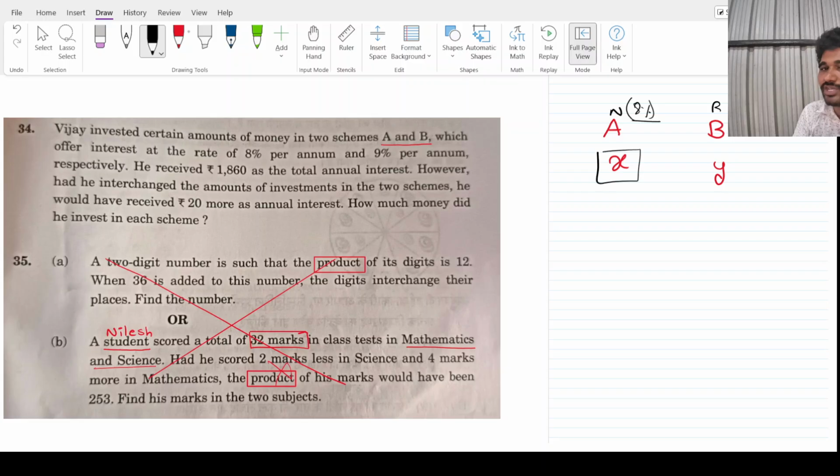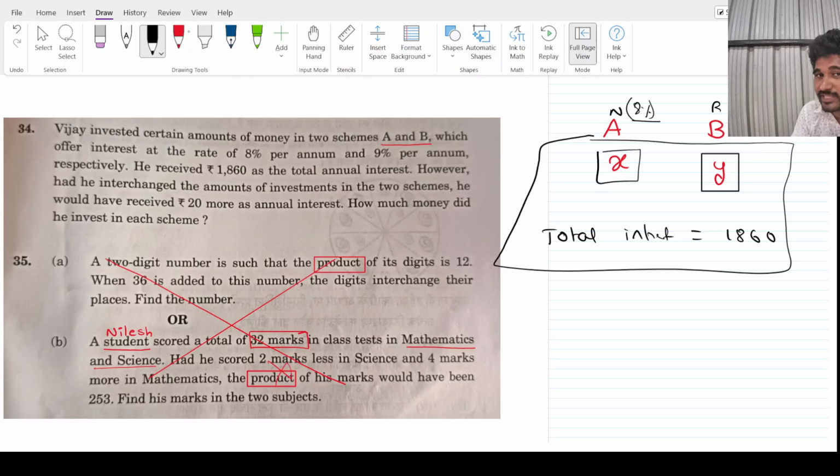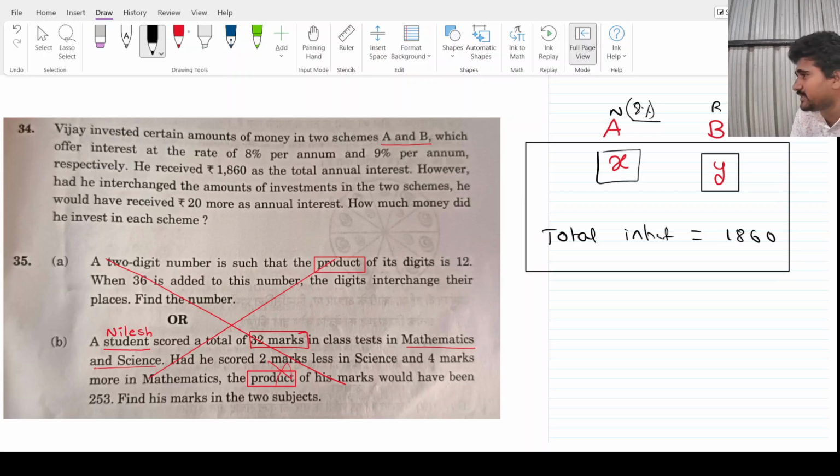அதுக்காக he invested in 2 banks. One bank X amount, another bank Y amount. Is that clear for everybody? He received 1860 as the annual interest. Oh, total interest. Total interest how much? 1860 for this case. For this case, what is the interest he got? 1860. Meaning, ஒரு பேங்க்ல X, ஒரு பேங்க்ல Y இன்வெஸ்ட் பண்ண அவனோட டோட்டல் இன்ட்ரெஸ்ட் எவ்வளவு வந்திருக்கு? 1860 annual. Meaning, total interest for 1 year. Am I correct or not?